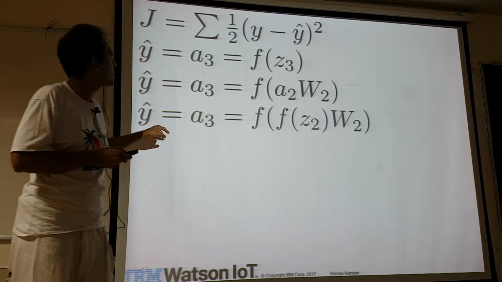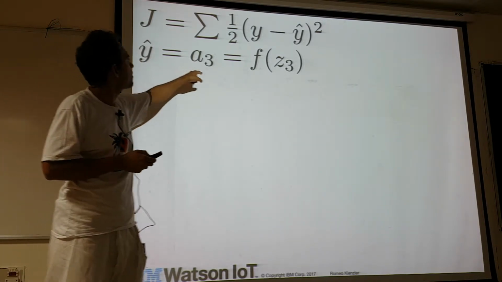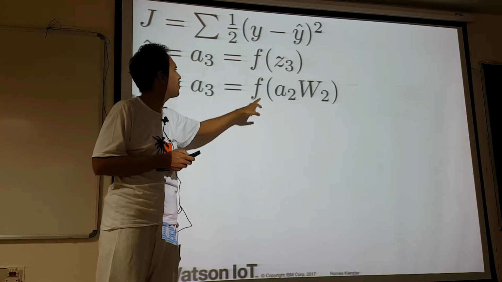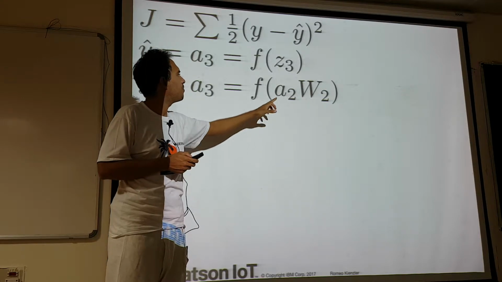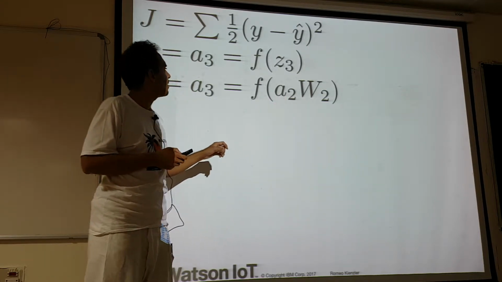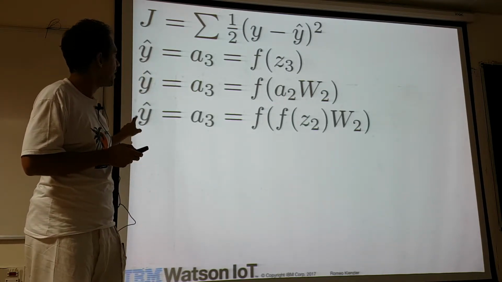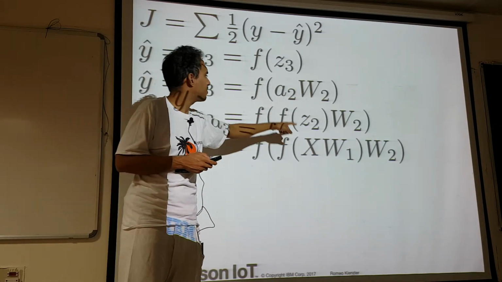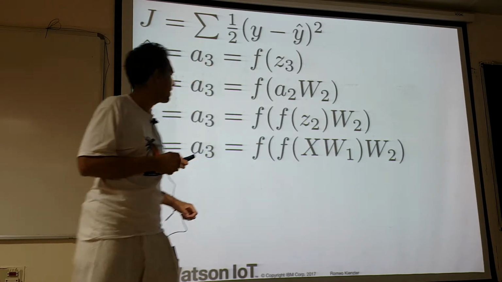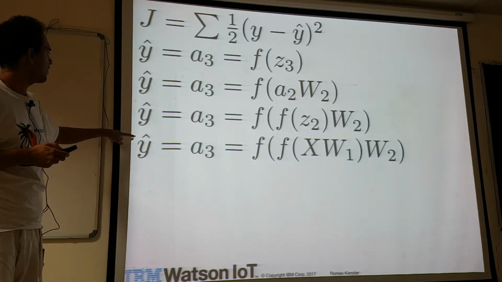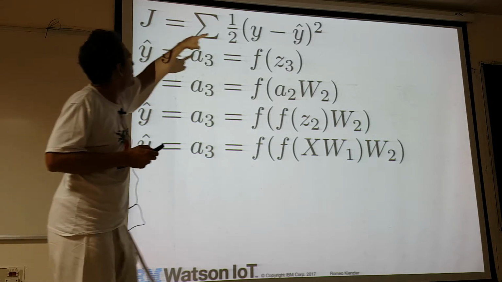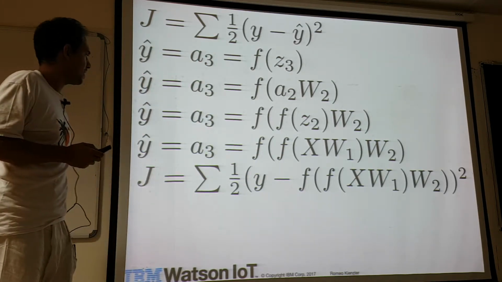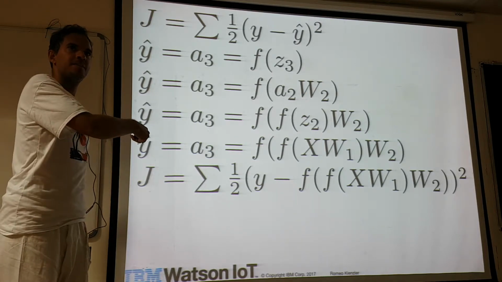See here, let's go back, we have y hat equals a3 equals f of x3. Now we put x3 into the formula, it's a2 times w2. Now we take a2 into the formula, it's f of c2. Then we put c2 in the formula, it's x times w1. And now that's the definition of y hat. And now we put y hat into that formula above, and we get this expression. And that's basically the cost. Okay?